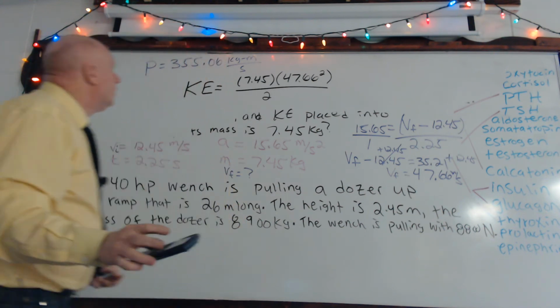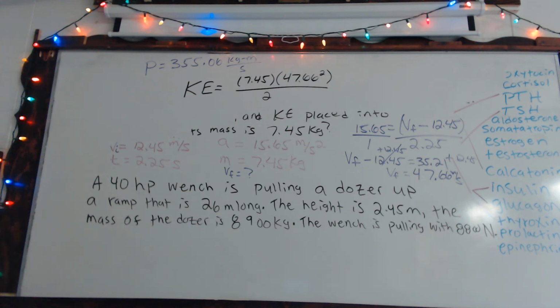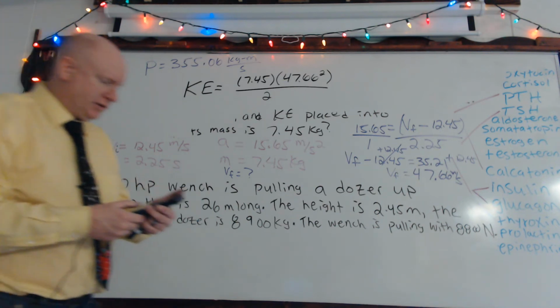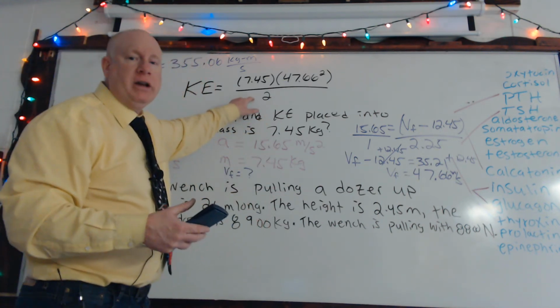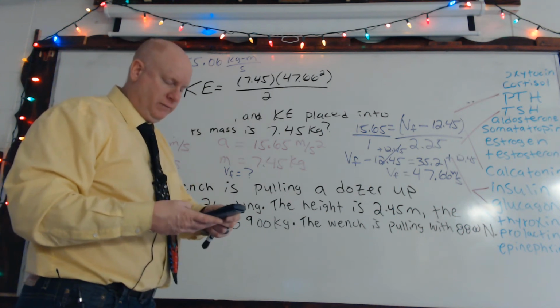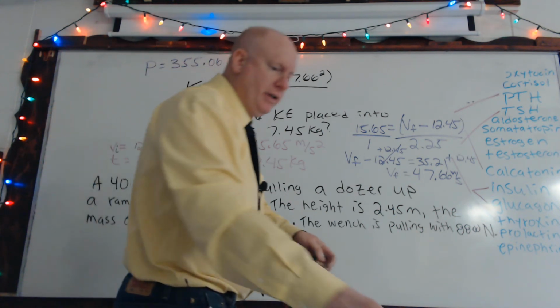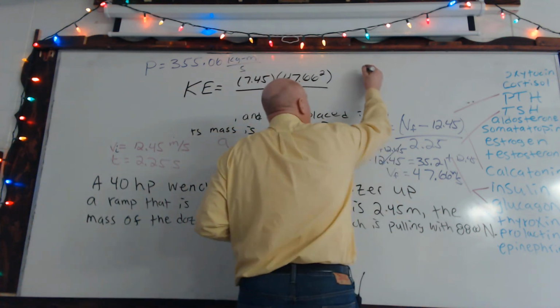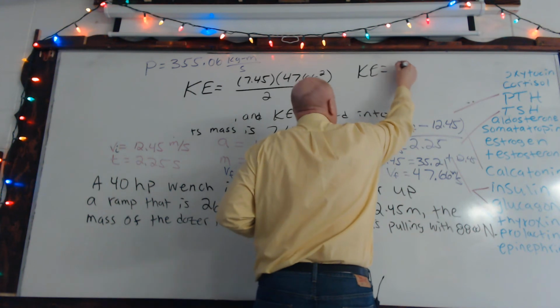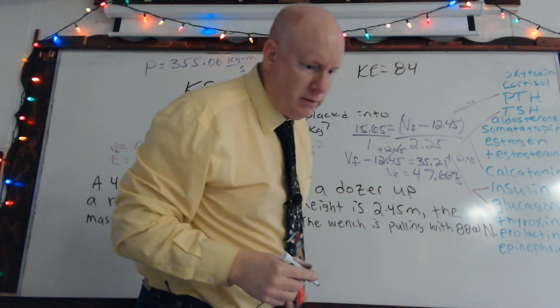So what we're going to do is take 7.45 times 47.66 times 47.66. It's going to give us a really big number, pretty close to 17,000. Then we've got to divide that by 2 yet. Divide by 2, that gives us 8461. There's a decimal place that goes along with that, but kinetic energy equals 8461.